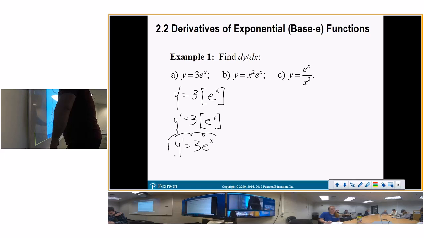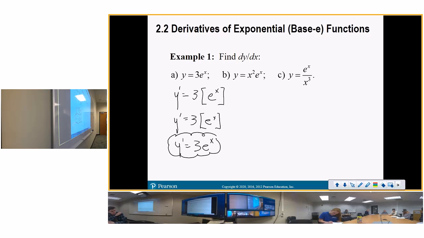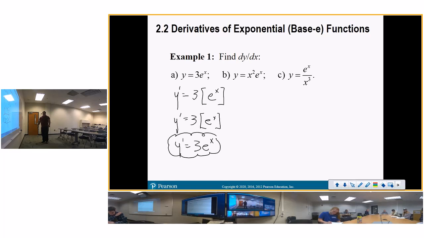Now, while this seems very simple, if you have anything else but an x up here, it changes the whole problem. Okay? If I have a 2x up there, you have to revert back to the chain rule. If I have sine of x up there, you have to revert back to the chain rule. If I have a negative x, you have to revert back to the chain rule.